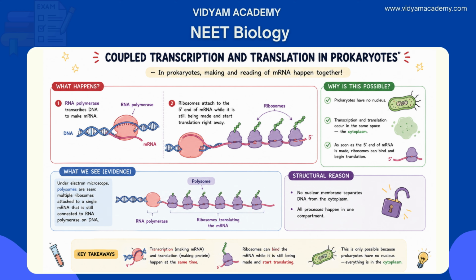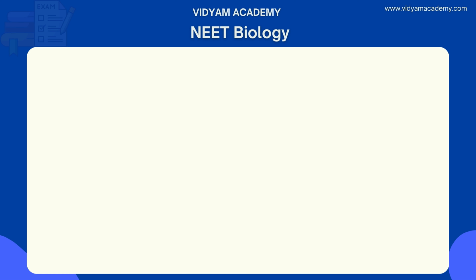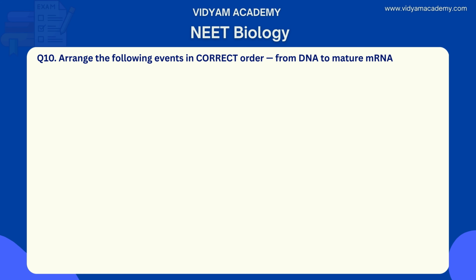As soon as the 5' end of the mRNA is synthesized and carries the ribosome binding sequence, a ribosome can bind and begin translation immediately. So R directly and causally explains A: the absence of a nuclear membrane is the structural reason that simultaneous transcription and translation is possible. In eukaryotes, transcription occurs inside the nucleus and translation in the cytoplasm; they are spatially and temporally separated. And the final question of this topic, question number 10.